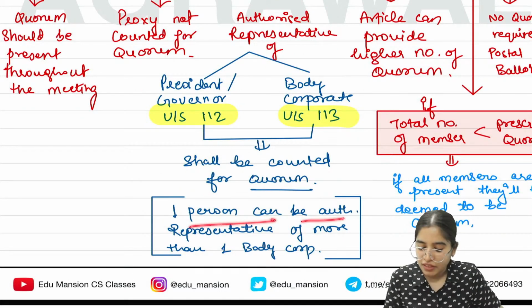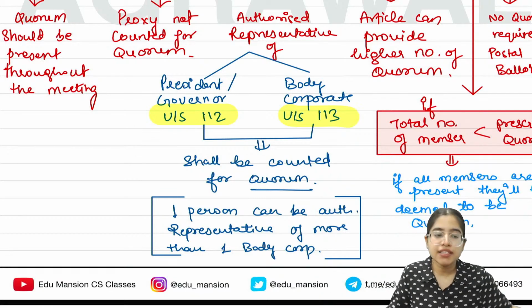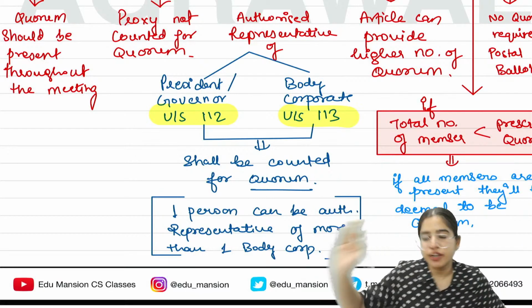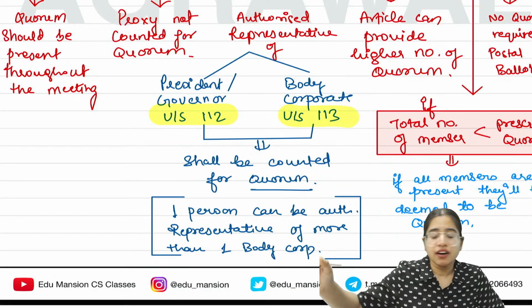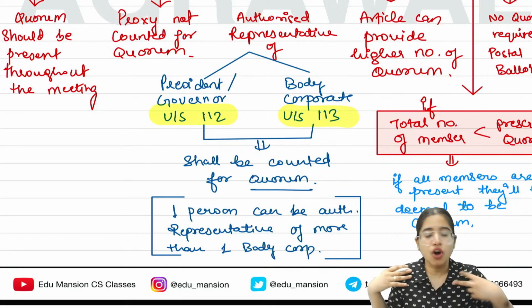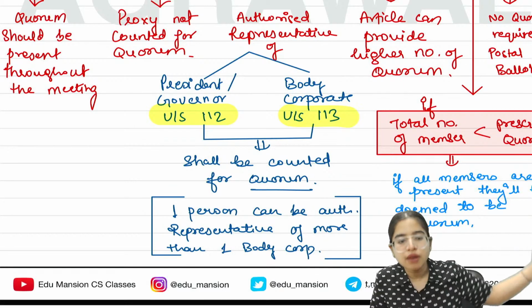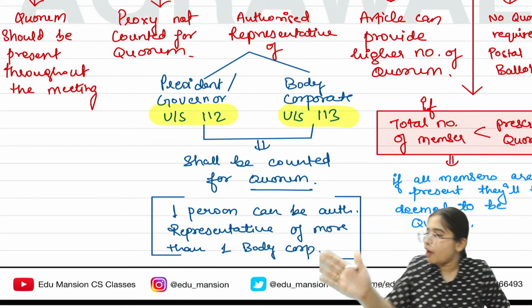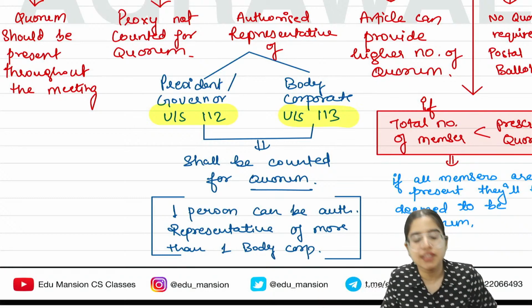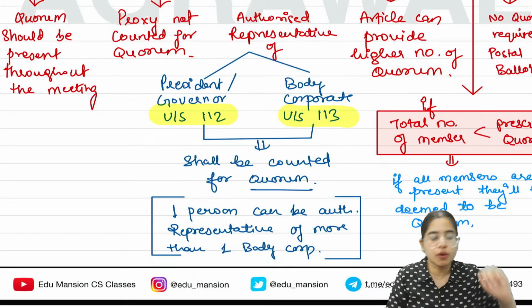And there's one point given that one person can become authorized representative of multiple body corporates. Let's say I am the authorized representative of Adjournment Private Limited, Adjournment Education Private Limited, or let's say Adjournment Food Private Limited. So can I go and attend the meeting on behalf of two separate body corporates? The answer is yes. One person can become the authorized representative of multiple body corporates also.